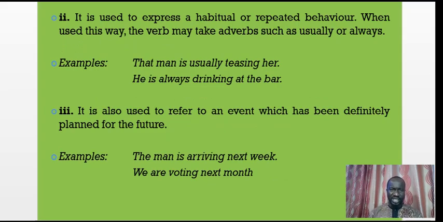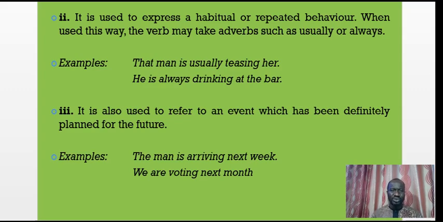Again, it is used to express habitual or repeated behavior. When used this way, the verb may take an adverb such as usually or always. So that man is usually teasing her. He is always drinking at the bar.